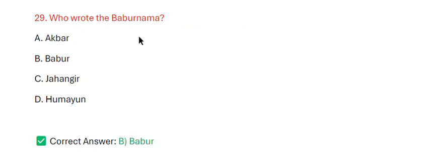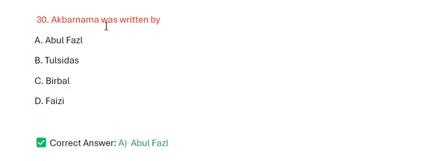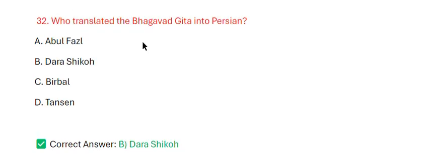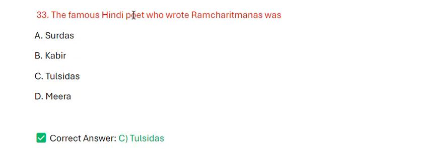Who wrote the Babarnama? The correct option is Babur. Akbarnama was written by? The correct answer is Abul Fazl. Jahangirnama is an autobiography of? The correct option is Jahangir. Who translated the Bhagavad Gita into Persian? The correct option is Dara Shikoh. The famous Hindi poet who wrote the Ramcharitmanas was? The correct option is Tulsidas.